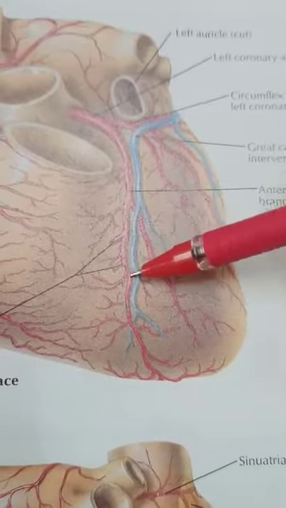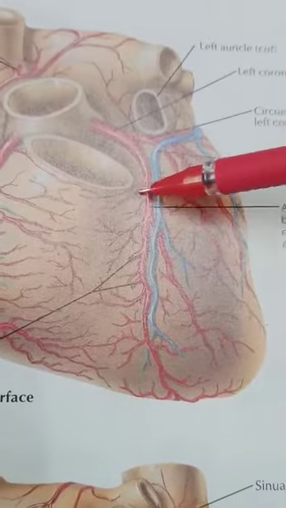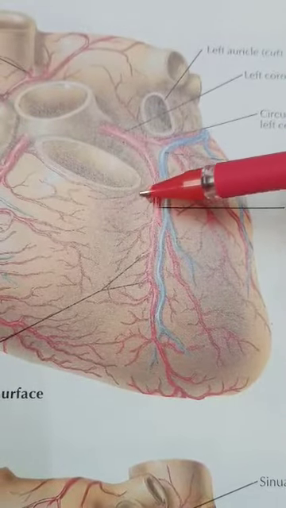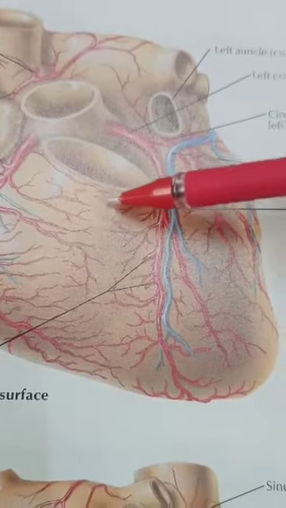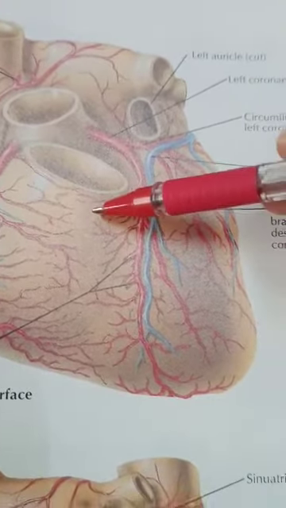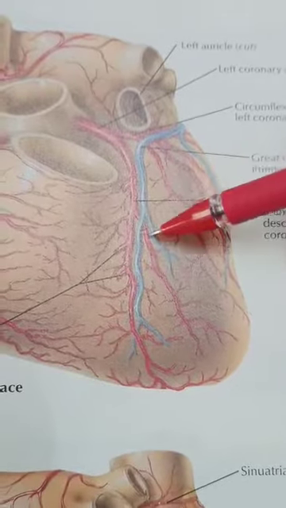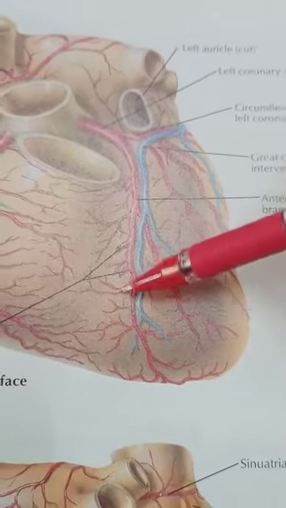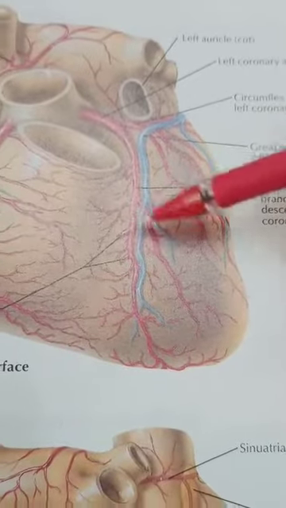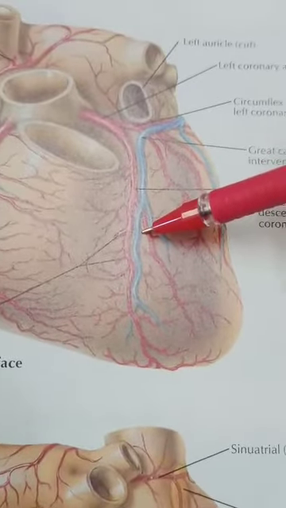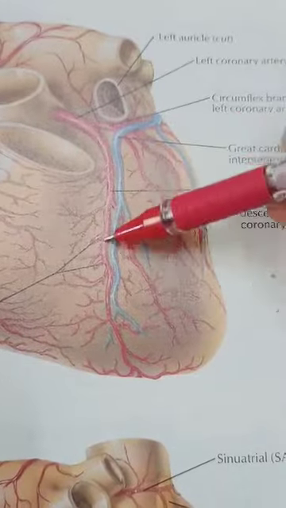Then it gives the left conus artery, which anastomoses with the right conus artery. It supplies the starting point of the pulmonary trunk, and this is the diagonal artery. And here we can see small branches which supply the anterior part of the interventricular septum. So that is the anterior interventricular artery.